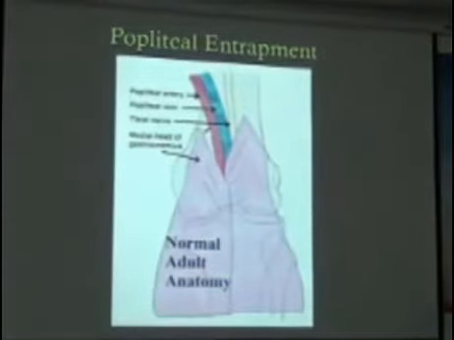Another thing that we have been looking at, particularly in athletic patients who present with leg pain after exercise, is popliteal entrapment.